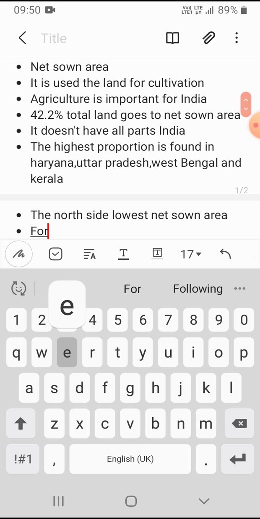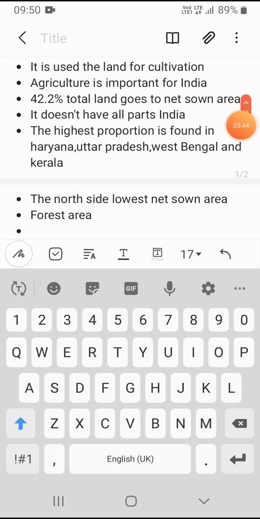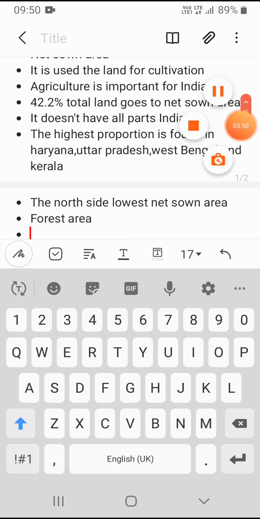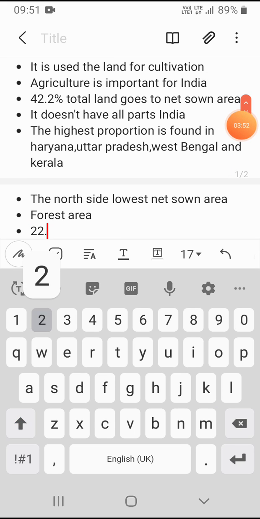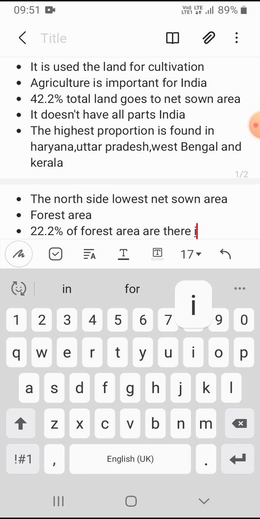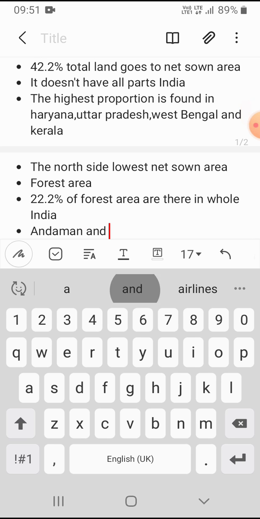Next is forest area. So let's know about the next type of classification of land, forest area. 92.2% of forest area is there in whole India. Andaman and Nicobar is the highest.